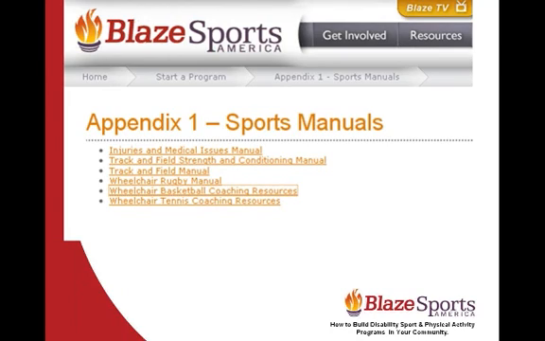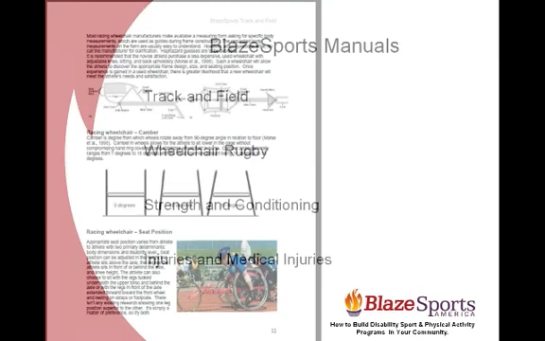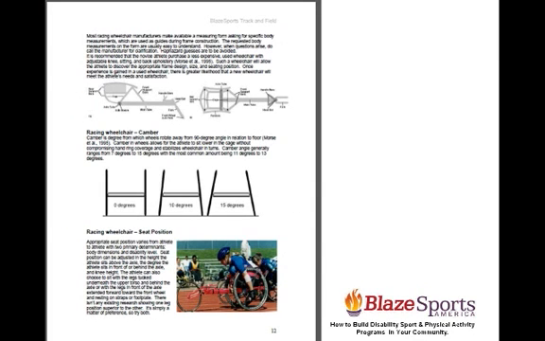One of the appendixes that, and again, that Mike got was all on disc, was Appendix 1, sports manuals, and we'll go over those really quickly. We have written three or four specific ones: track and field, wheelchair rugby, strength and conditioning, and injuries and medical issues. And we think that this is information that the current graduate of a therapeutic rec program or even adaptive phys ed program is not going to get out of their textbooks. It's stuff specific to real technique in terms of working with athletes with disabilities in the field.